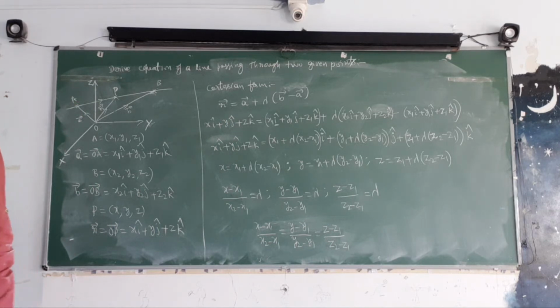So here they may ask only one thing. If they ask Cartesian form, then you have to do both the things. If they ask only vector form, you can stop at the previous part. So I'll stop here today.